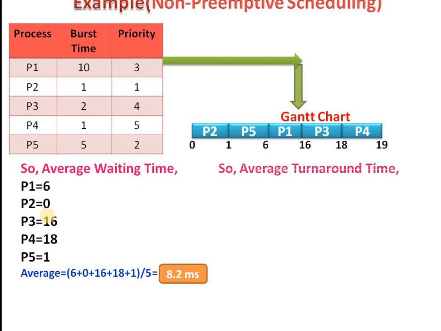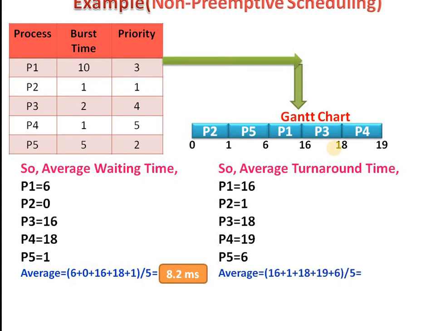Now let's calculate the turnaround time for each process. P1 has 16 milliseconds, P2 has 1 millisecond, P3 has 18 milliseconds, P4 has 19 milliseconds and P5 has 6 milliseconds. Take the average of that: 16 plus 1 plus 18 plus 19 plus 6 divided by 5 is equal to 12 milliseconds. It's the average turnaround time for this example.